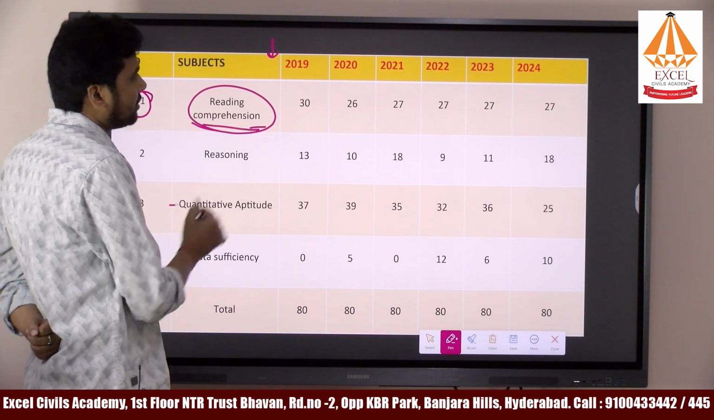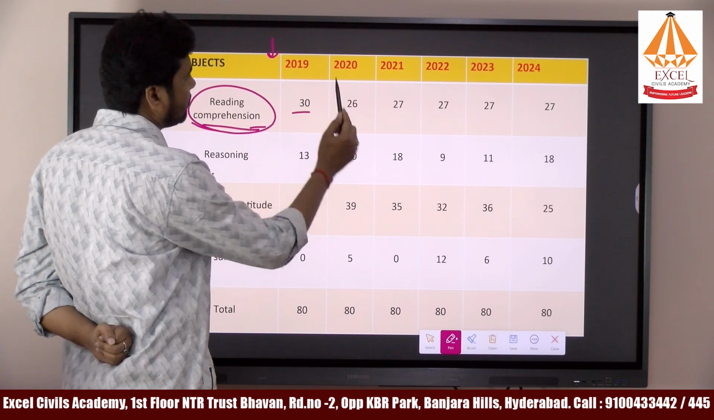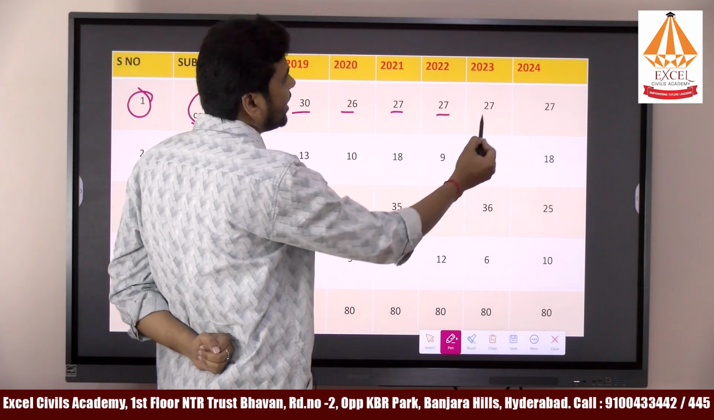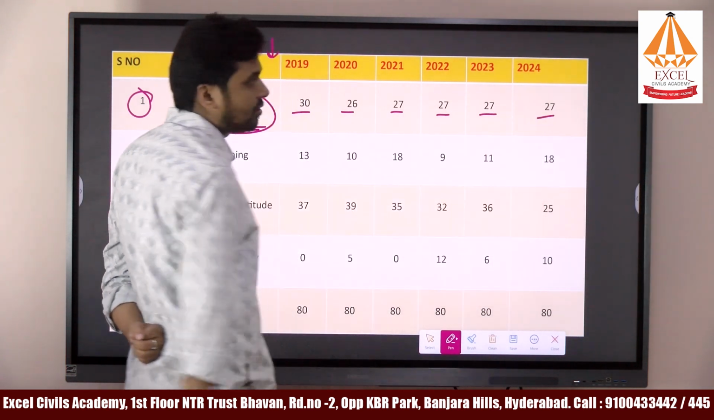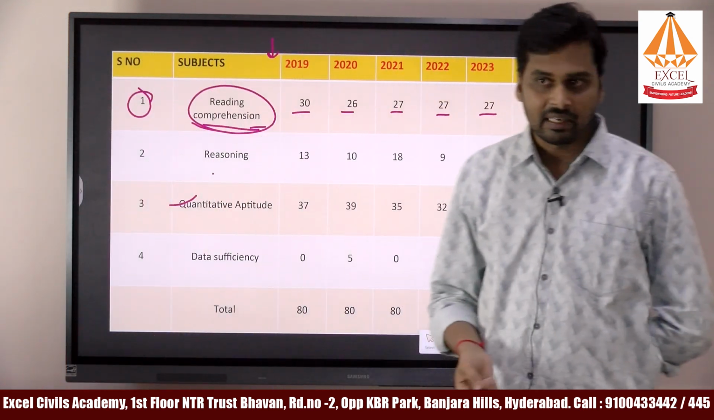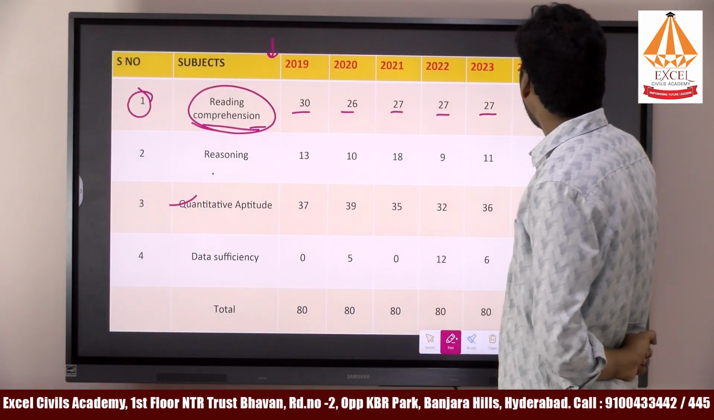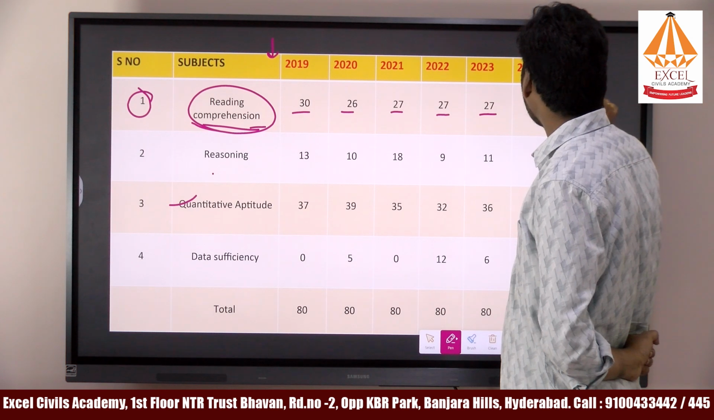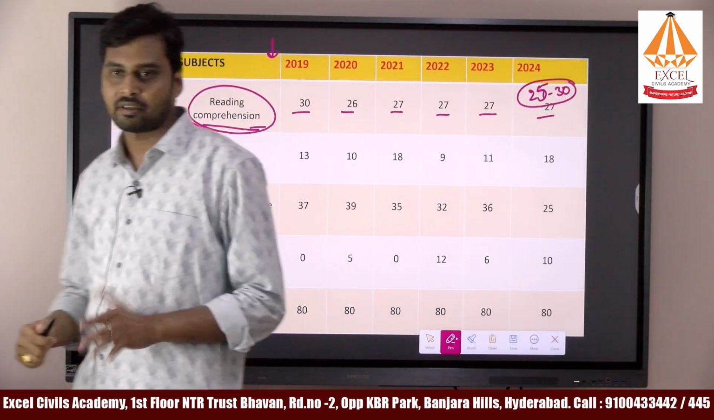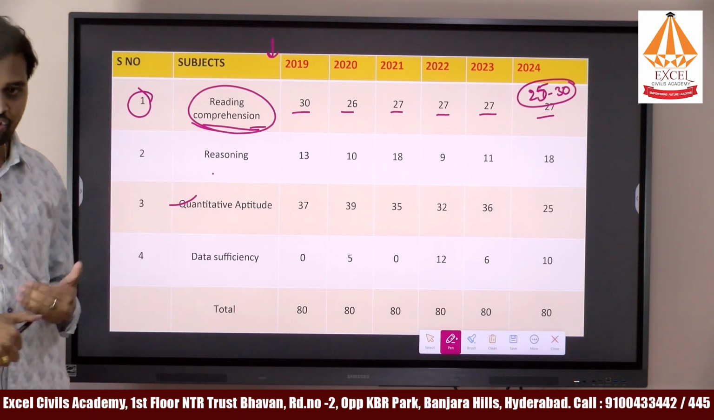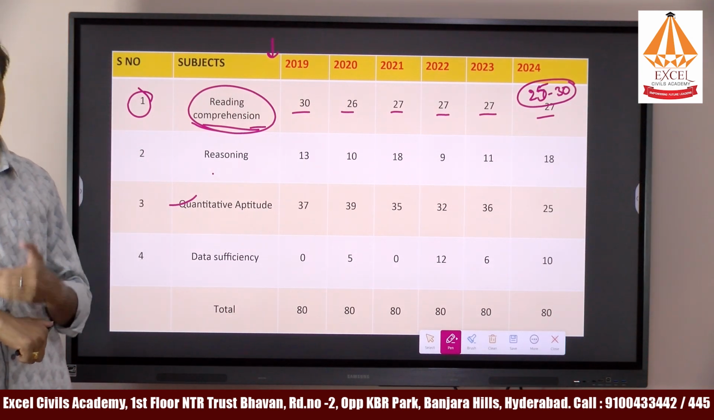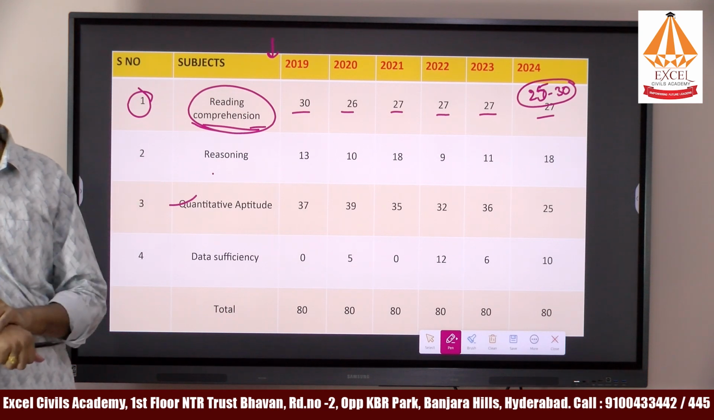So in reading comprehension, 2019 we have 30 questions, 2020, 26 questions, 2021, 27, 2022 also 27, 2023 also 27, 2024 also 27. So we can expect the same number of questions in coming years also, somewhere around 25 to 30 questions. Out of 80 questions, 25 to 30 questions are reading comprehension.